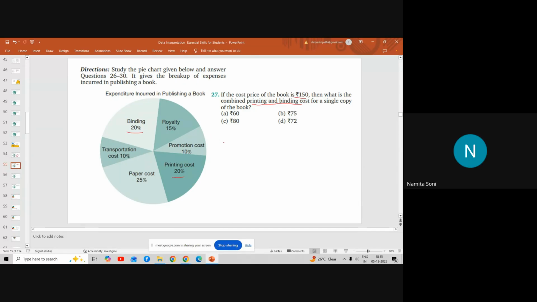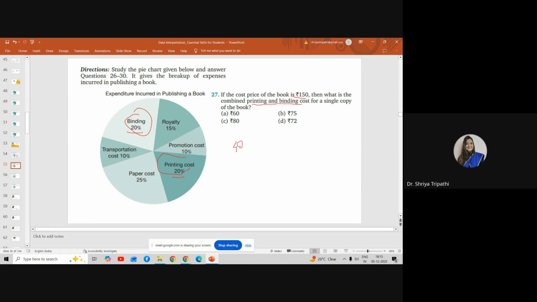A, 60. Okay. Others? Are you all answering in the chat box? C, C, C. Very good. Okay. Shri Devi is saying A. Okay. 20 plus 20, 20 of my binding cost, 20 of my printing. Together it is making 40%.